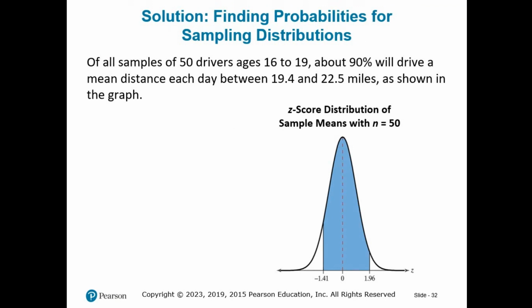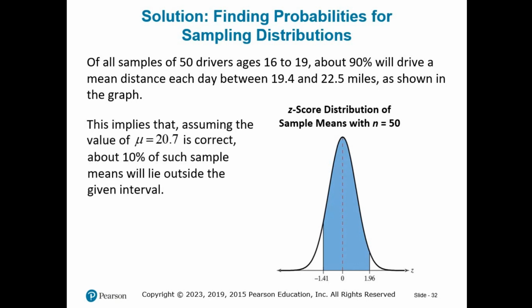Of all the samples of 50 drivers ages 16 to 19, about 90% will drive a mean distance each day between 19.4 and 22.5 miles. This implies that about 10% of this type of sample will lie outside the given interval.